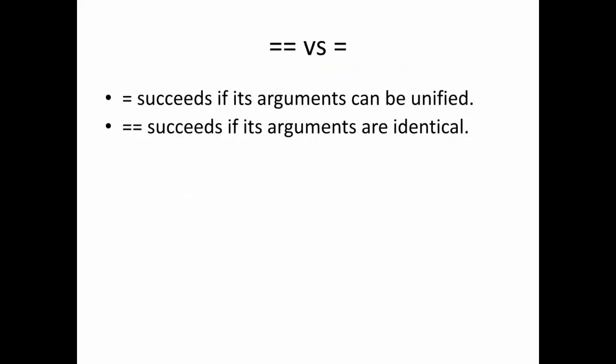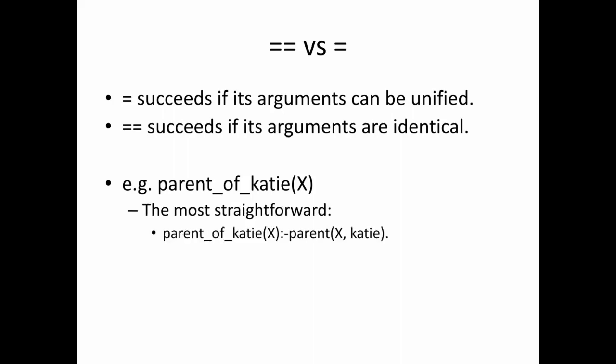And when it comes to checking equality, one equal sign and two equal signs don't do the same thing. So when you have one equal sign, it succeeds when the arguments can be unified, whereas the double equal signs check if the arguments are identical. So for example, suppose we want to define a predicate called parent of Katie. So we're checking whether X is a parent of Katie. The most straightforward way would be, you can define parent of Katie as parent(X, Katie). If you want to use the equal sign, then we can do Y = Katie and X is a parent of Y. This is fine.